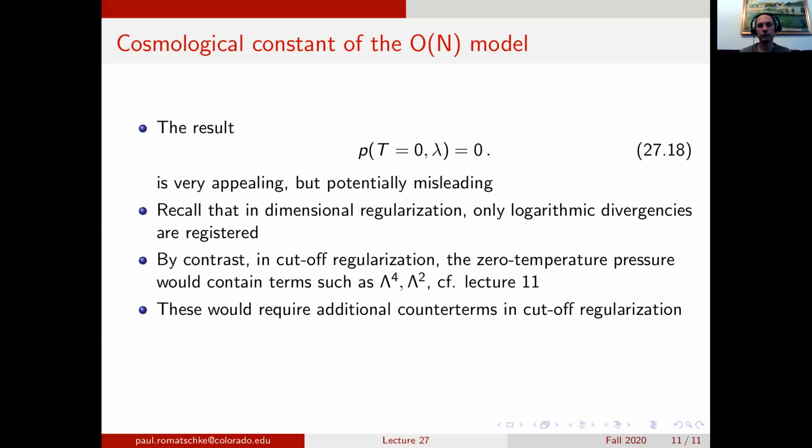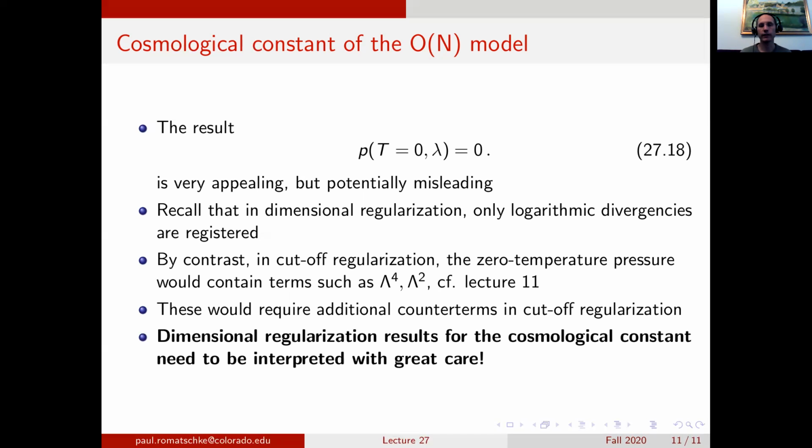These terms would then suggest that we would need additional counter terms in order to cancel these divergences in cutoff regularization. So the point is that in terms of calculating the cosmological constant, the results obtained in dimensional regularization have certainly to be interpreted with great care because we don't see these counter terms that come in this way. For other properties that may not be a strong constraint, but for the cosmological constant, it certainly makes results tricky to interpret, and it's easy to come to wrong conclusions. And this concludes the present lecture.